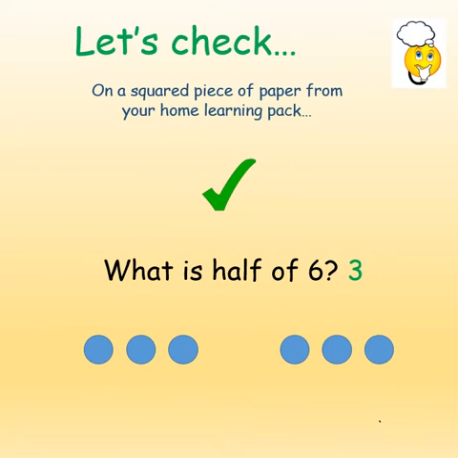Okay, let's check. Well done if you worked out that half of 6 is 3. You can see that I've got my 6 counters and I've halved them and I've got 3 in each group. So half of 6 is 3. Well done.